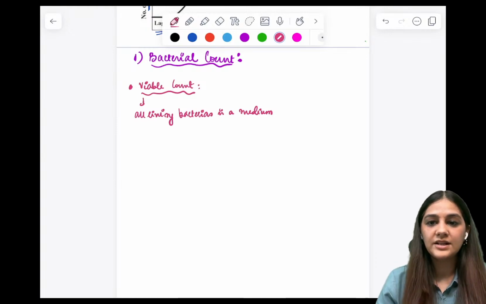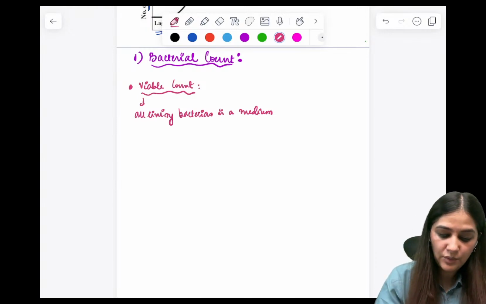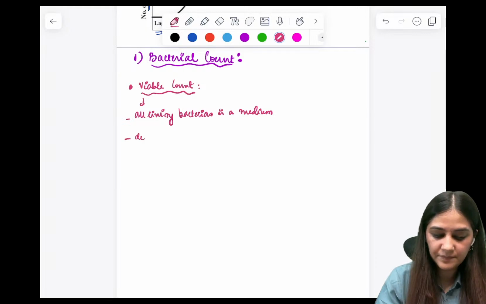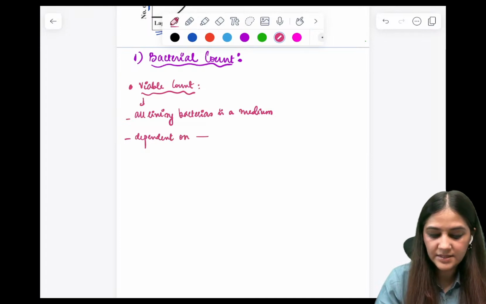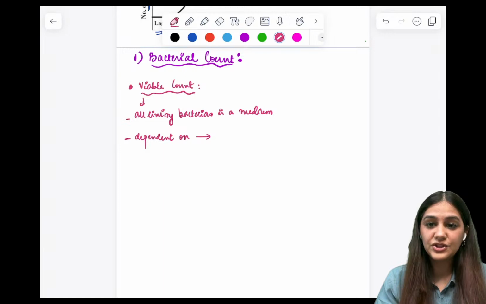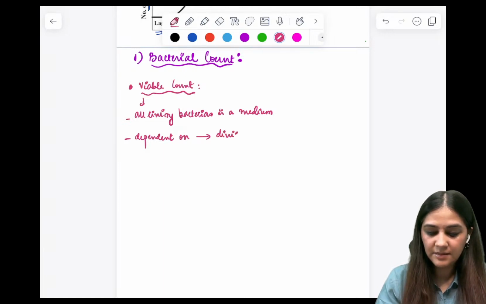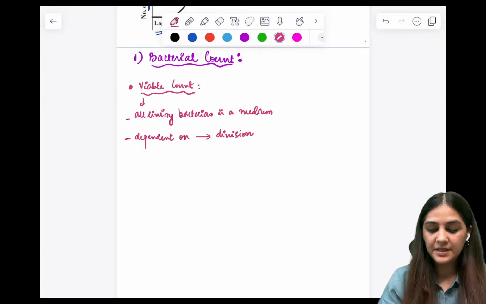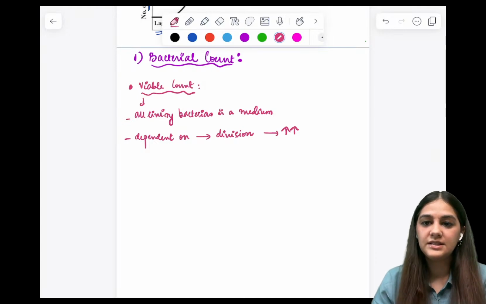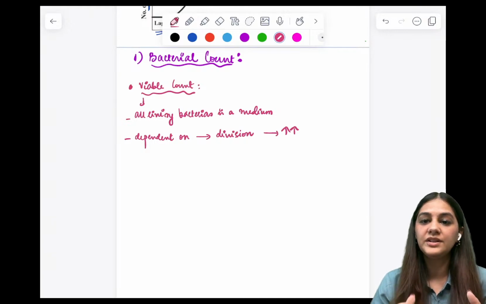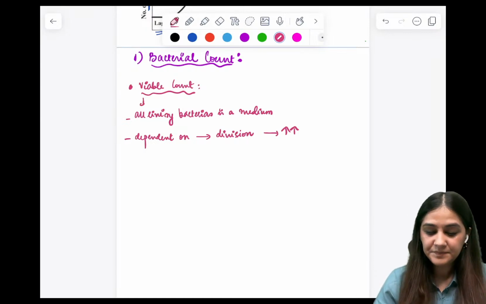And this viable count is actually dependent on two major things. One thing that it is dependent on is whether division is taking place. So is division taking place? If the division is going to take place, the viable count is going to increase because obviously the number of progeny is increasing and those progenies are living. So it's going to add up to the viable pool, right? So if the division of the bacteria is taking place, the number of living progenies are increasing, so the viable count is going to increase, right?